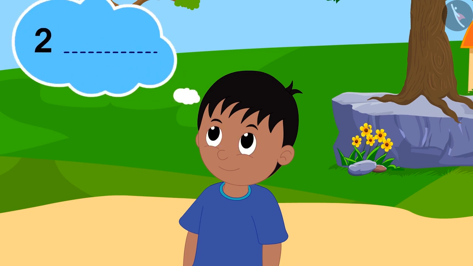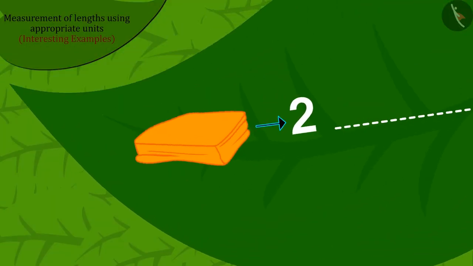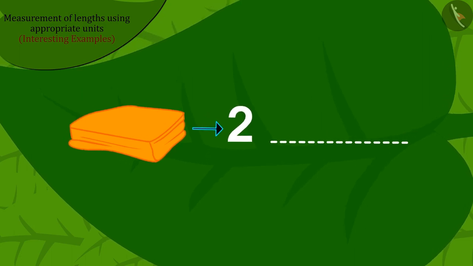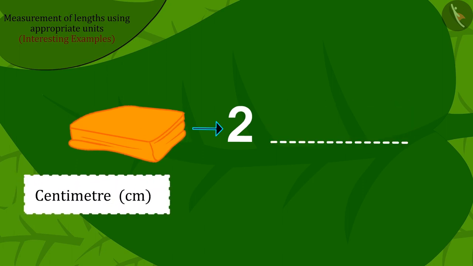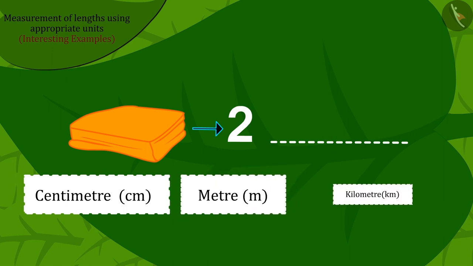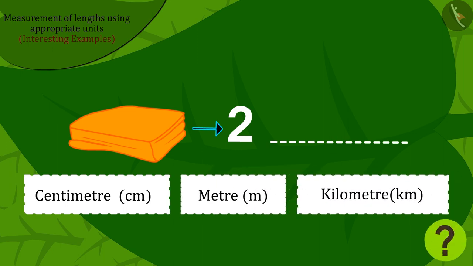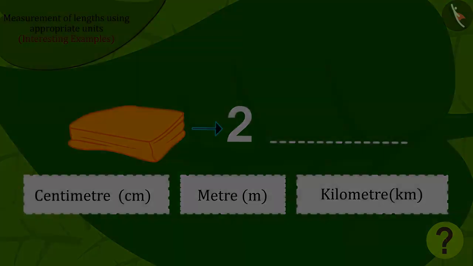But he only remembered the number 2 from the measurements his father had given him. Kids, can you tell Raju what units should be used to measure the cloth for his father's shirt? Centimeters, meters, or kilometers? Which one should be used?